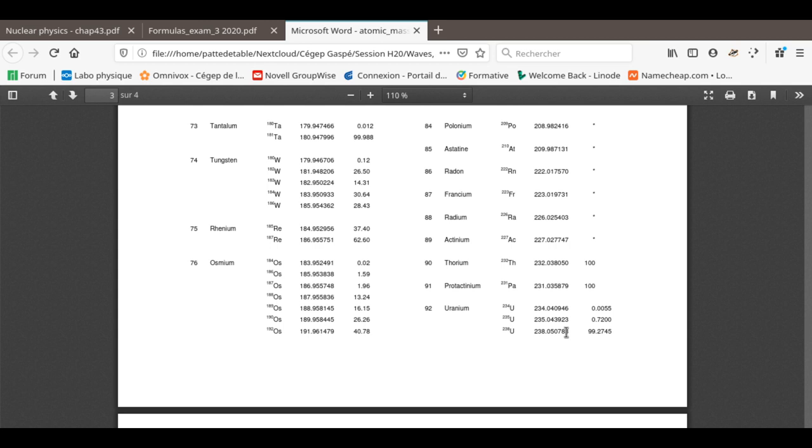So the mass of one atom is from the table. I'll just write down the number as written here. Afterwards, I'll switch the screen. It is 238.050783. Keep all the numbers, all of them are good. They are very precisely measured.